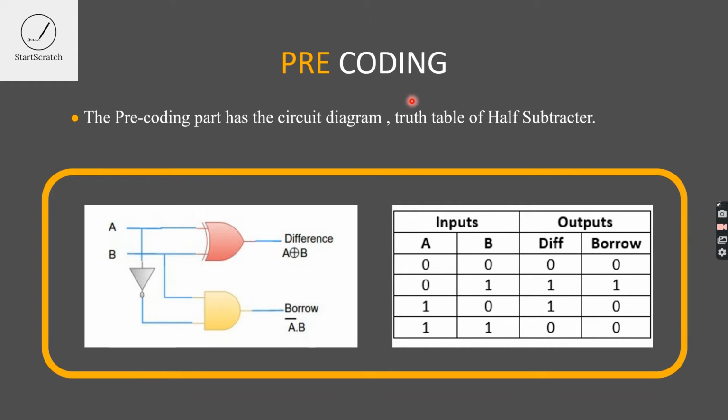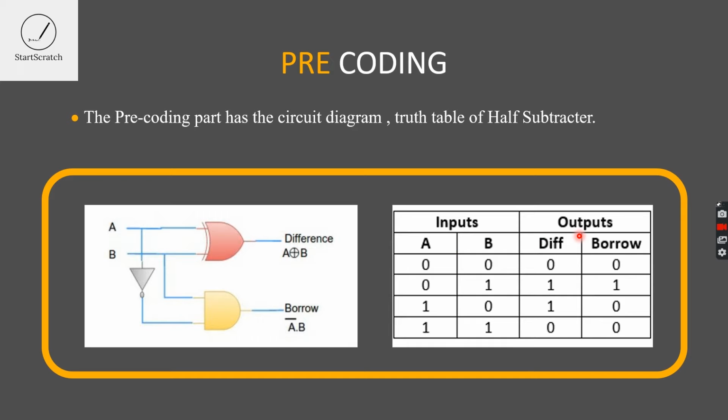In the pre-coding part, you will be getting to know how the circuit diagram works with half subtractor and the nature of the truth table. Now, what is a half subtractor? Half subtractor is a circuit which is capable of taking two 1-bit binary numbers as input and getting output as difference and borrow for these two 1-bit binary numbers.